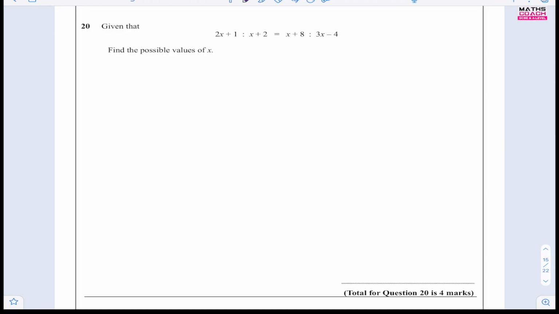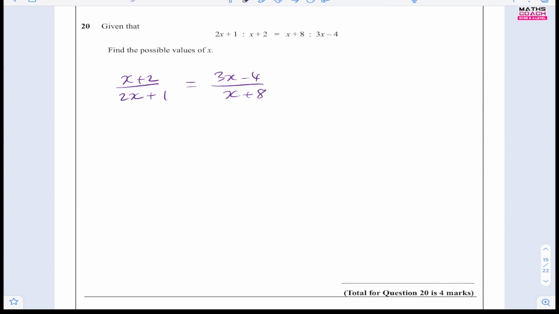Question 20, given that, and you've been given this ratio, find the possible values of x. Right, so we know that this side is equal to that side. So therefore, this ratio here is going to be equal to that ratio there. If we take this and divide by 2x plus 1, we can make this equal to this divided by x plus 8. So 3x minus 4 divided by x plus 8. And there we now have two equivalent fractions, which are algebraic fractions, of course. And we just deal with them as we would with any algebraic fractions.